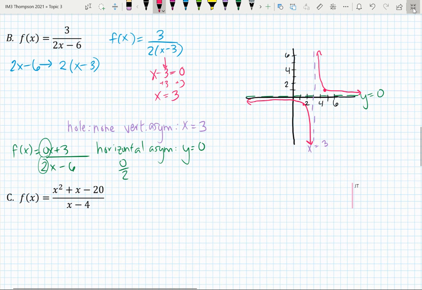So some things that I'm going to be looking for when we do these graphs. One, I'm going to be looking for correctly identified hole, vertical asymptote, and horizontal asymptote. You have to be able to do those by hand because you're not going to be able to get them necessarily from the graph. Two, I'm going to be looking for that information on the graph as well as those anchor points and the general shape.